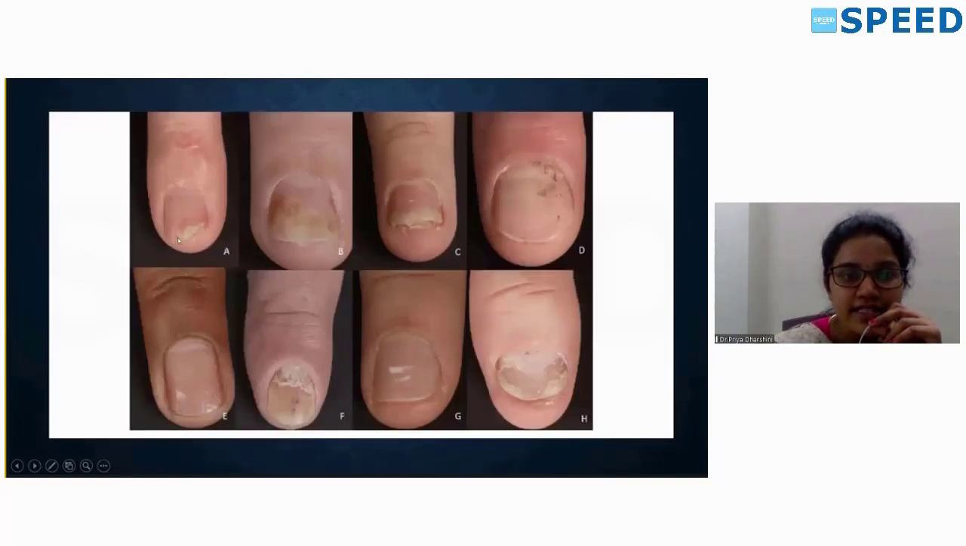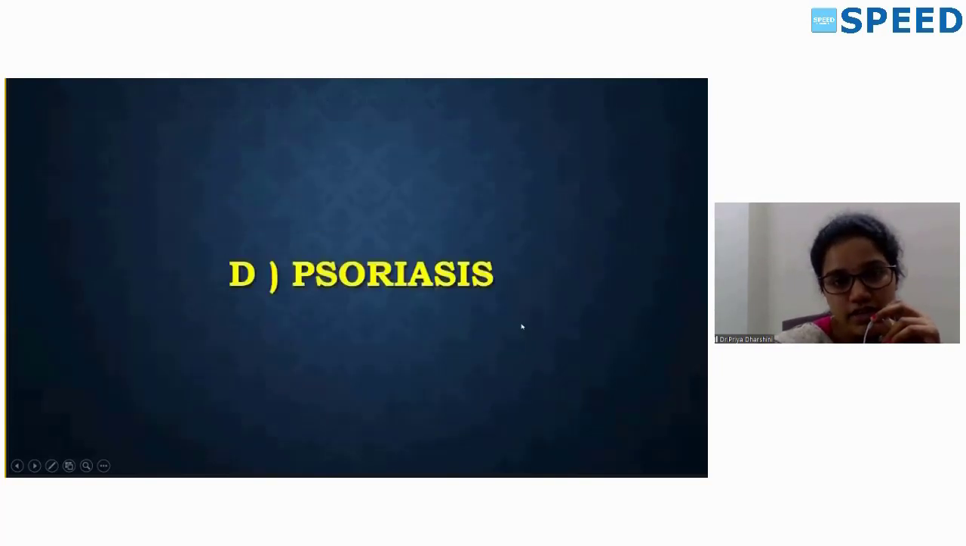So this is onycholysis. This is oil drop sign associated with onycholysis. This is leukonychia. This is splinter hemorrhage, and this is multiple pitting. Here what you can see is proximal onycholysis, and this is leukonychia, and here you can see onycholysis. So this is all about the findings in nail psoriasis.